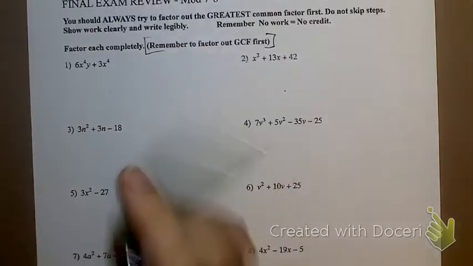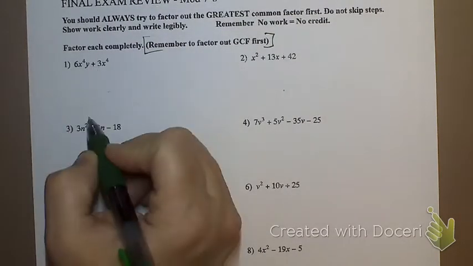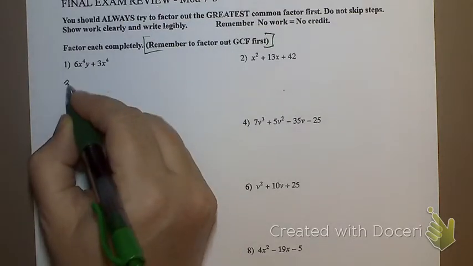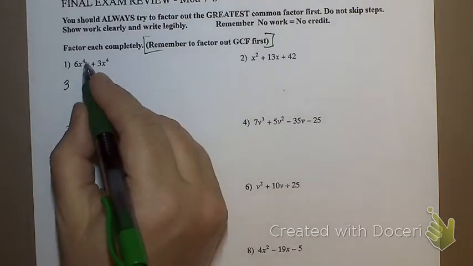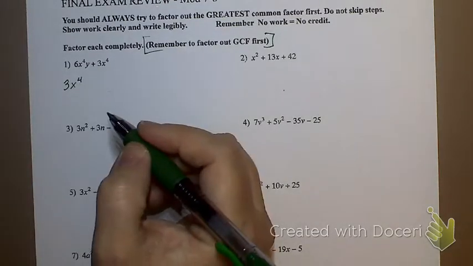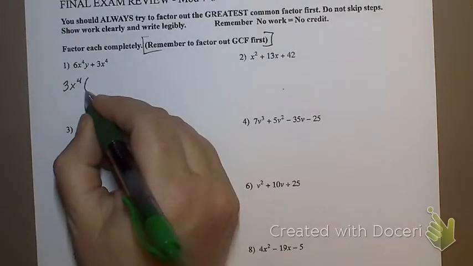the kinds of factoring. So if I look at number 1, what do 6 and 3 have in common? In other words, what are they both divisible by? Okay, and x to the fourth, they both have an x to the fourth, so I think I can take out an x to the fourth. Can I take out a y? No. So then I have to think backwards.